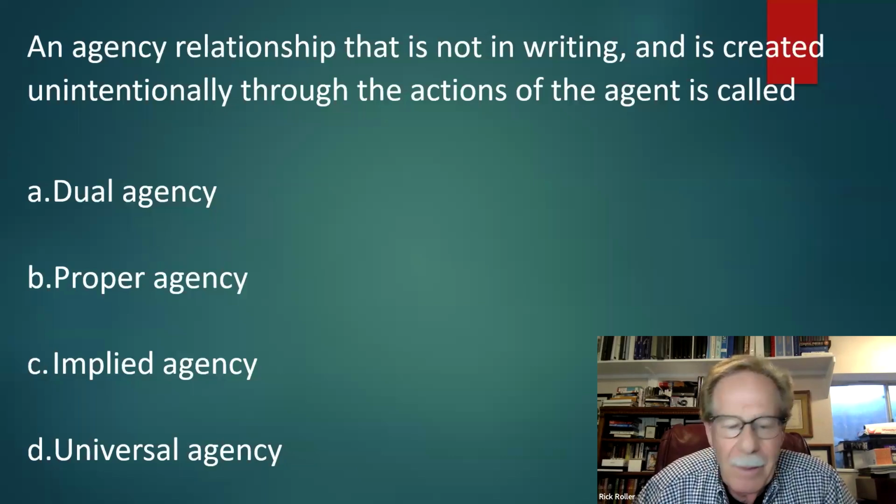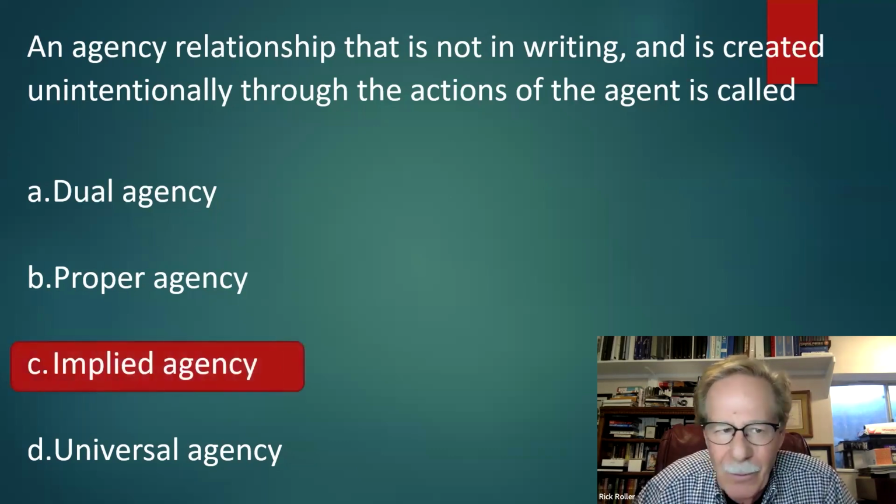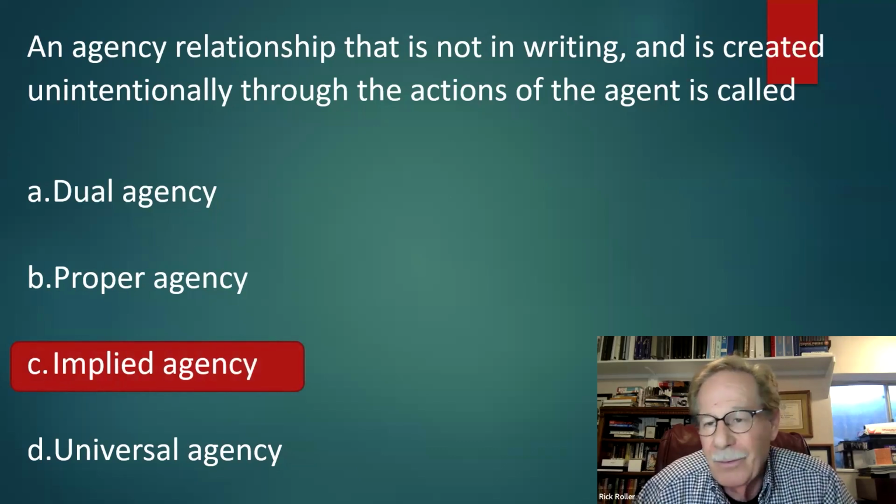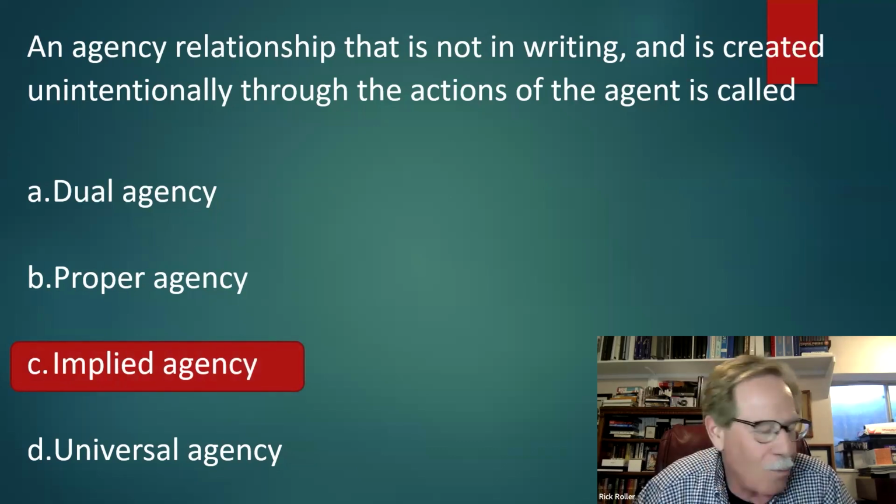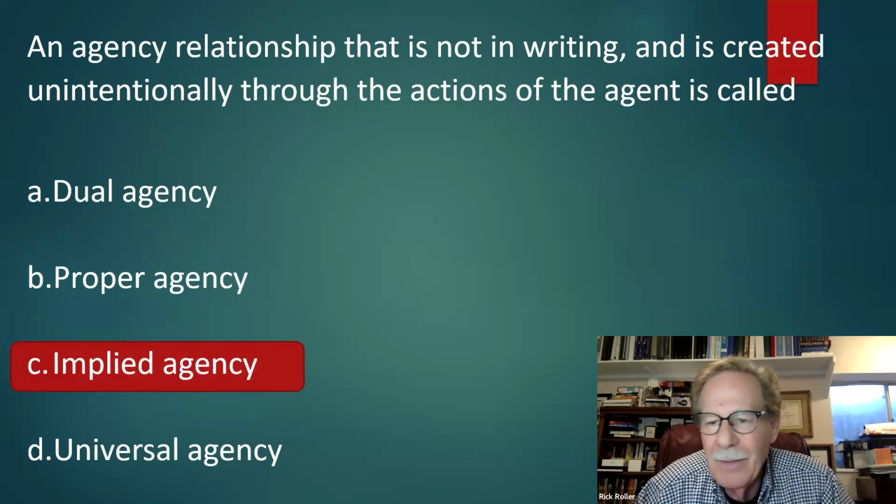Okay. Guys, it's implied. It's C. Unintentional through the actions, it was implied that you were their agent. It's not proper. You should have a written agreement. In fact, in Utah, you must have a written agreement, and it's not dual agency where you're representing both the buyer and the seller. It's implied agency, and it doesn't protect you, and it doesn't protect them either. It's also in violation of the rules and regulations.